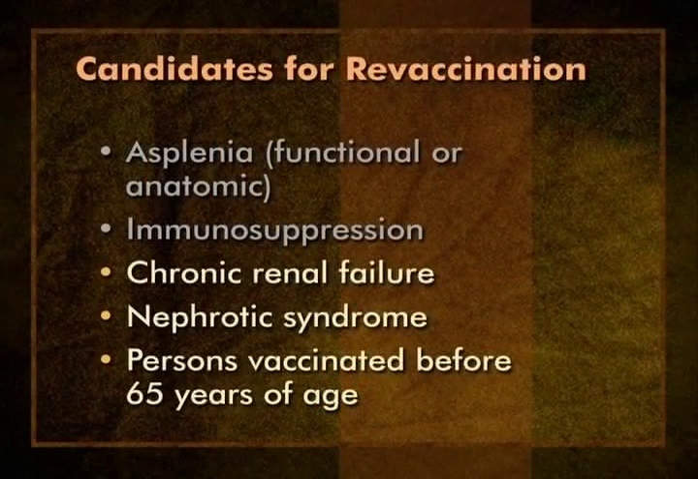Additional candidates for revaccination include persons with chronic renal failure and persons who have conditions that result in a rapid decline in antibody level, such as nephrotic syndrome. Persons vaccinated before age 65 years should also be revaccinated.